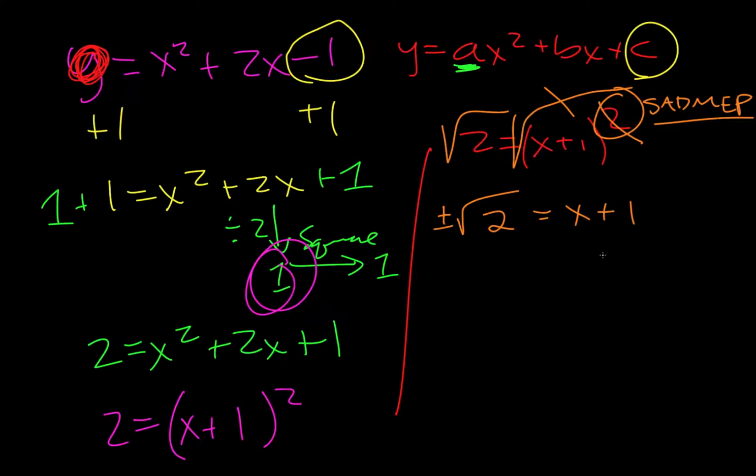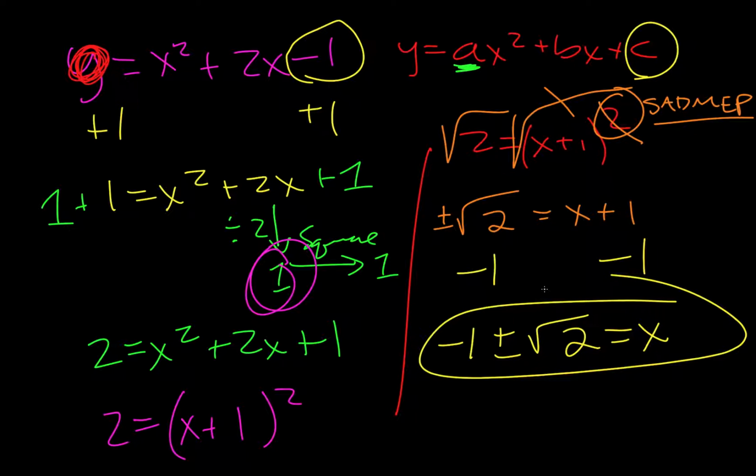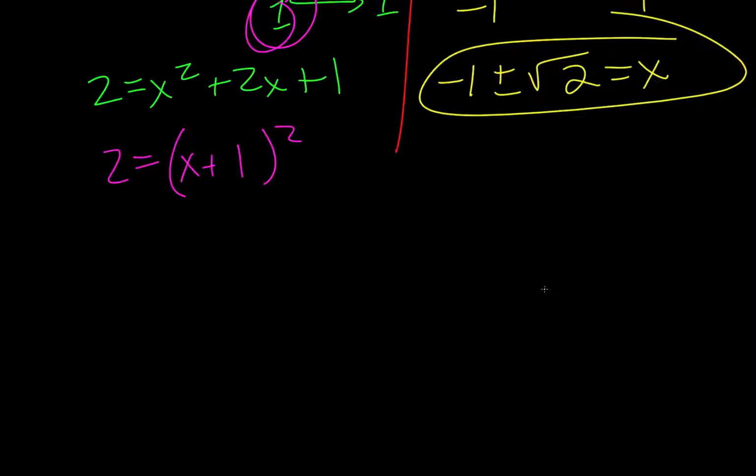The final step on the algebra, we subtract 1 from both sides. So we get -1 plus or minus the square root of 2 equals x. And that's our final answer. Now I'm going to do one more.